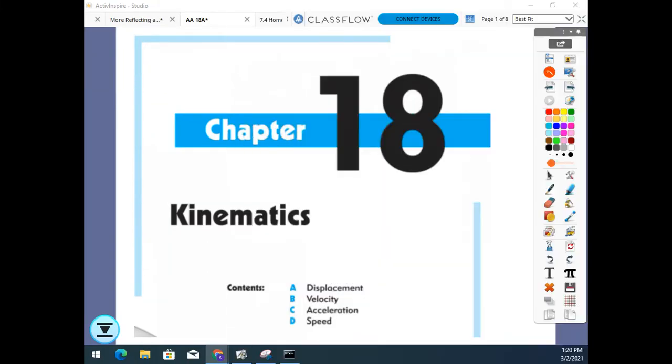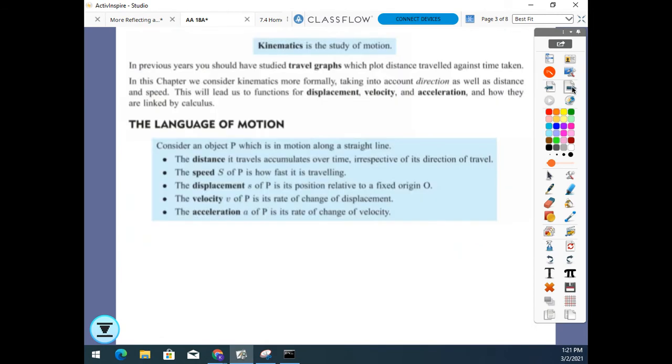Okay, chapter 18 is your applications of your derivatives. So this is where we get into SVA. This is the critical language of motion. If you want to pause the video and get this written down, one thing I'm going to talk about here is SVA.